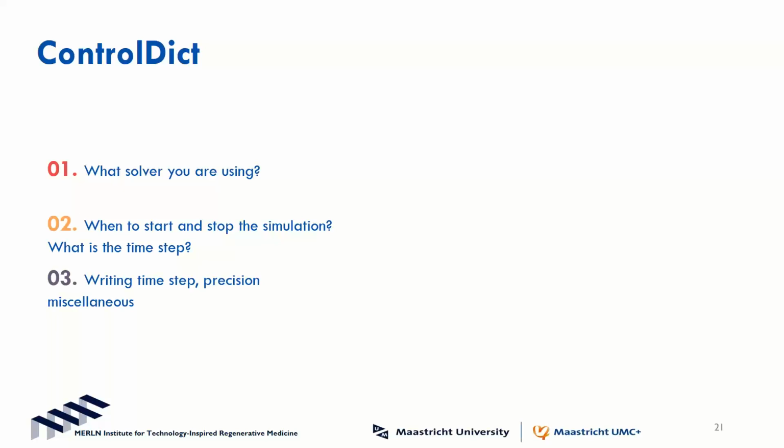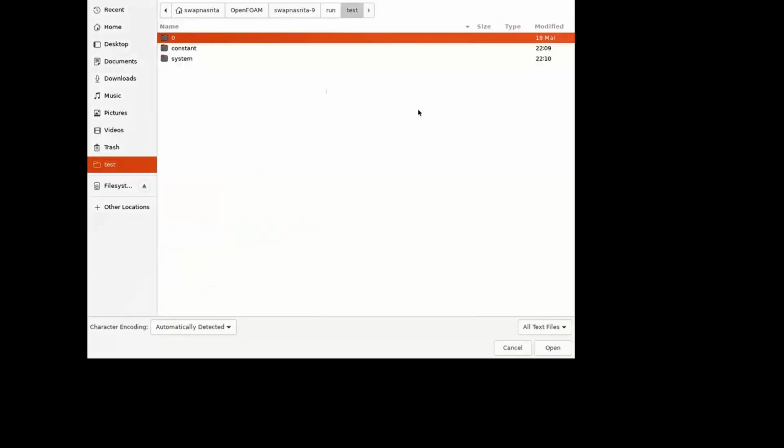But you can always get this already. You just have to change which solver you are using, what is your start time, what is your end time, and delta t. So you don't have to write all these codes by yourself. They're always present in the GitHub repository that I talked about.